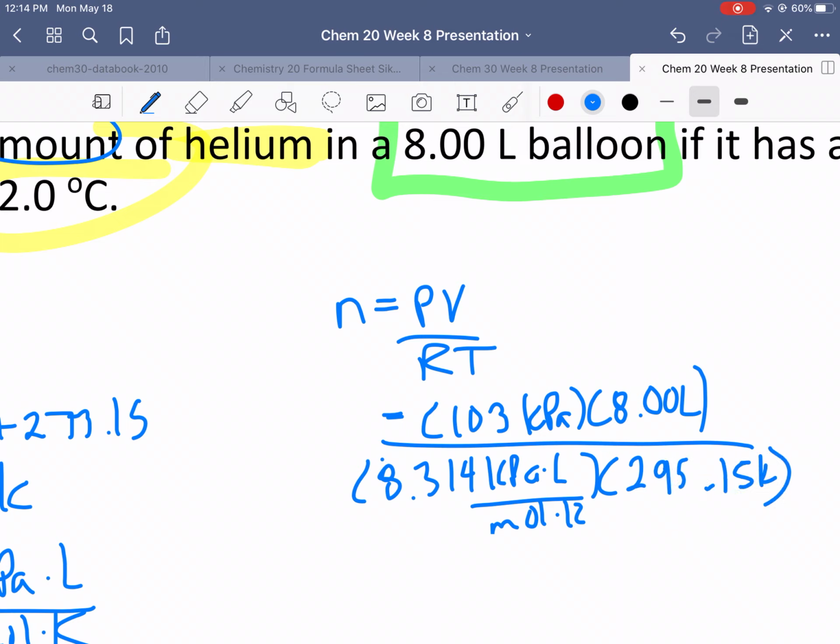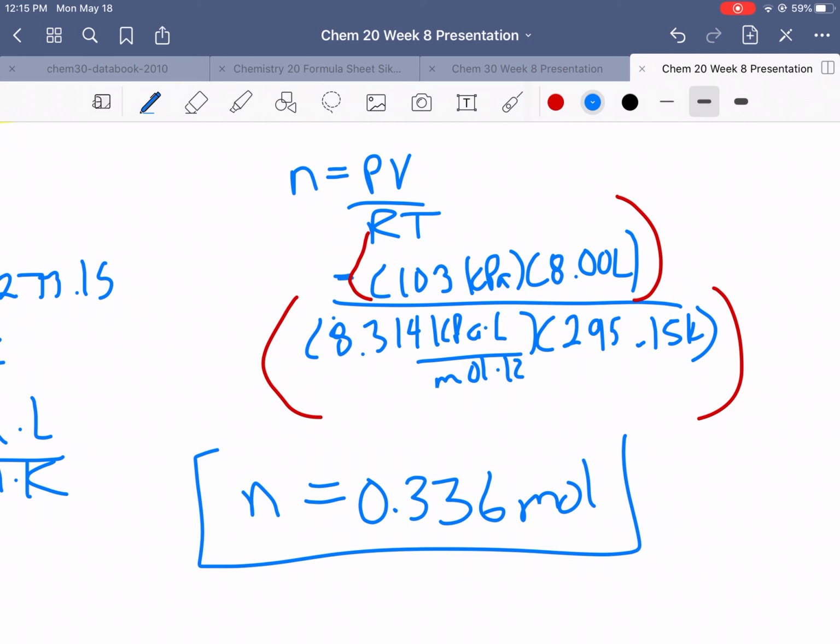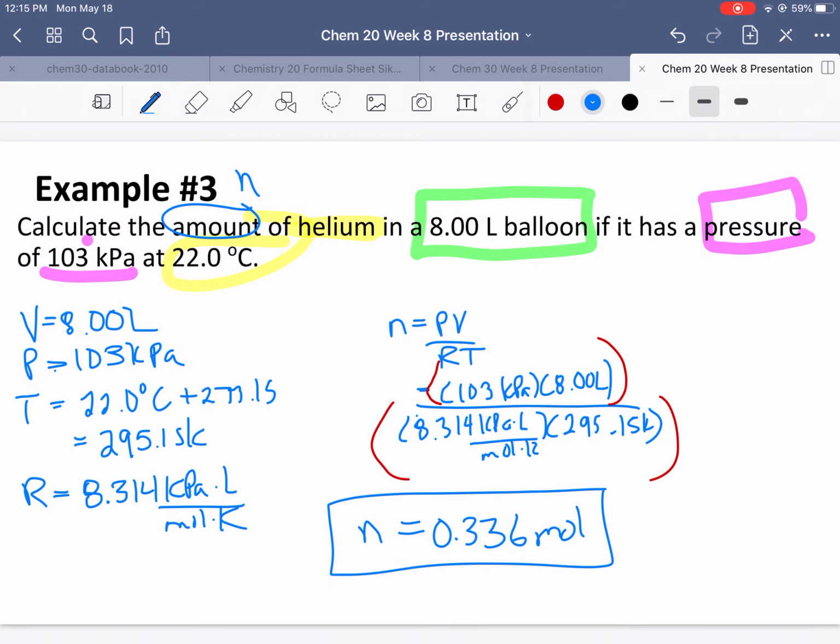295.15 Kelvin. Here's where there's often a mistake. Don't forget to use your calculator properly. You want to take the entire top divided by the entire bottom. So if you put brackets around where appropriate, you will get to a more likely correct answer. Alrighty, n, the amount, is going to need 3 sig digs, as dictated by the original values in the question. We have 0.336 moles. And there you have it, folks, a review of calculating an amount.